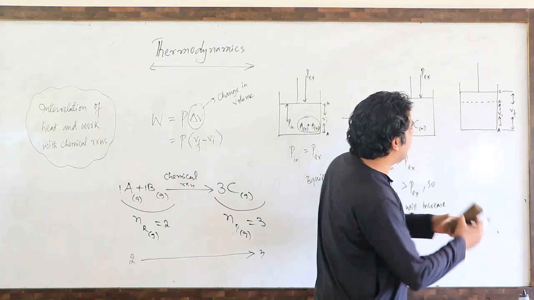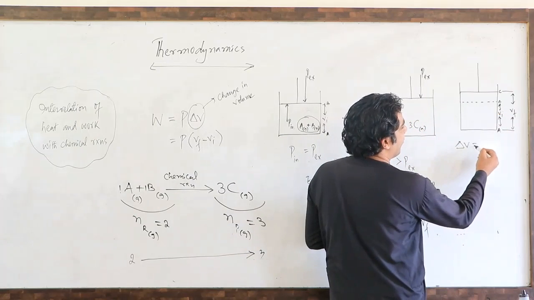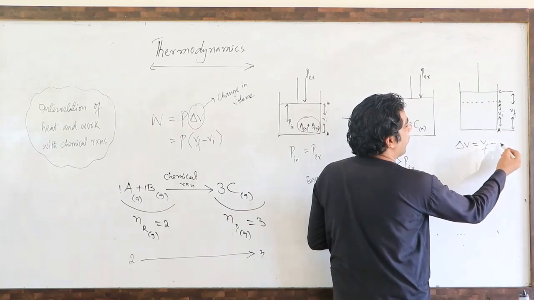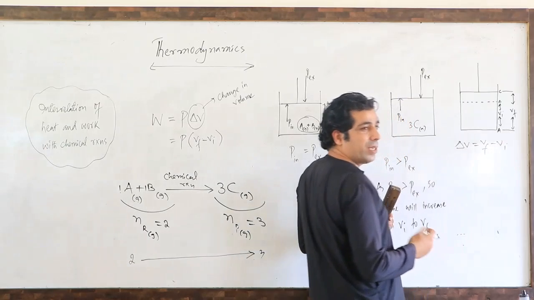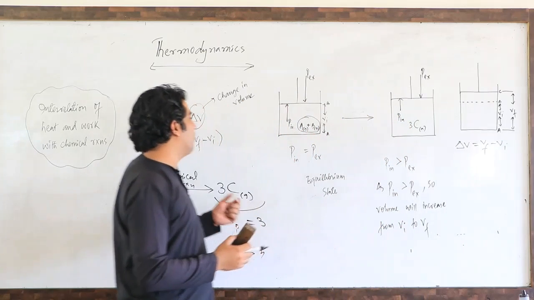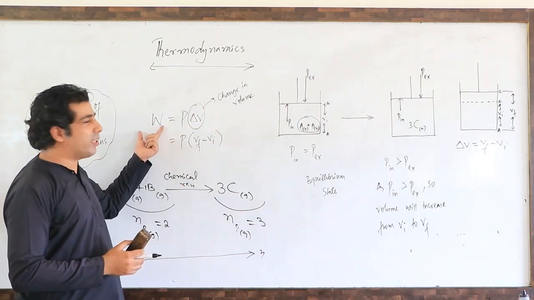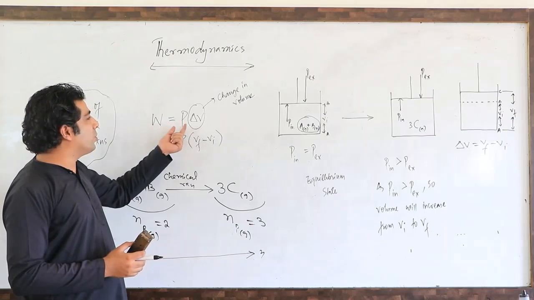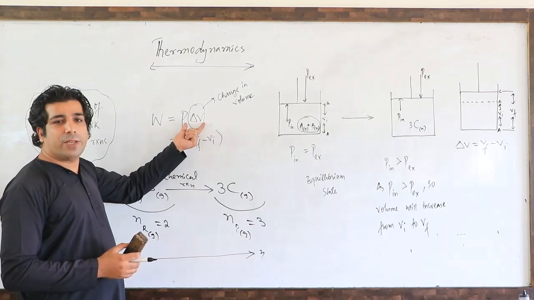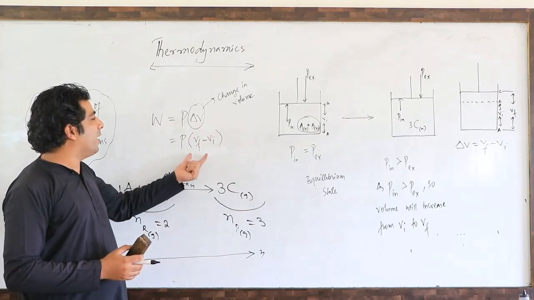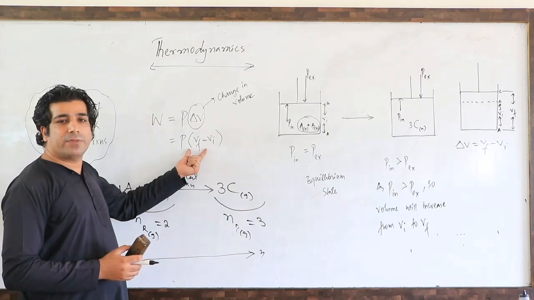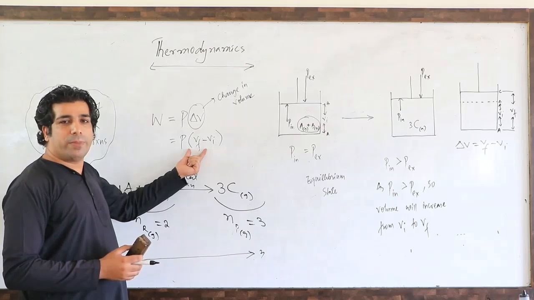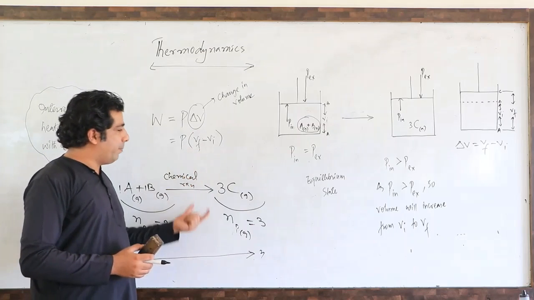So what is the change in volume, my dear friends? Delta V, the change in volume, is V final minus V initial. And when we look, has work been done here or not? Yes. Work is equal to pressure into change in volume. And we know that change in volume is equal to Vf minus Vi. I hope everybody has understood. Okay, please make note of it.